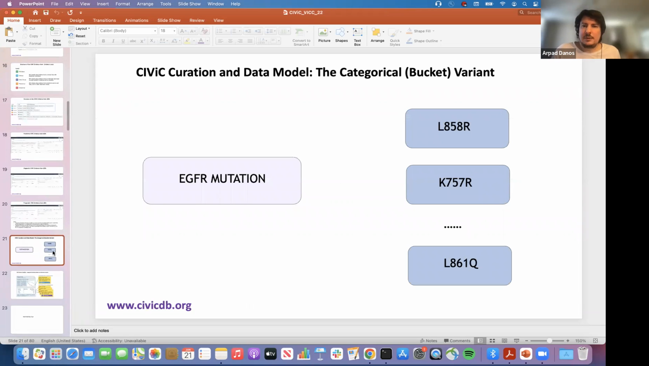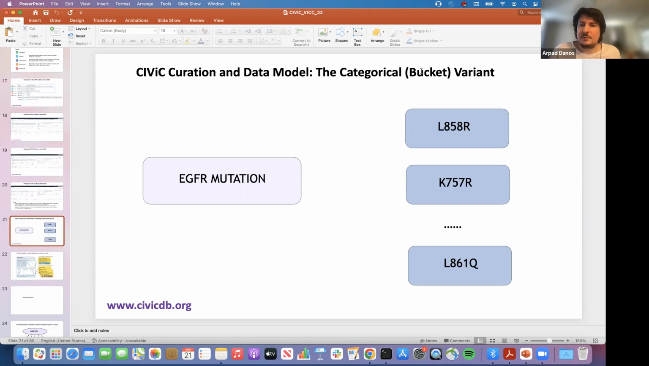Finally, I'll talk a little bit about this categorical variant, or colloquially we'll call it the bucket variant. We just saw one, the TP53 mutation. Here's EGFR mutation. And here's specific instances of the EGFR mutation. We can also do c-dot level variants, but in cancer, a lot of times our variants are really these sort of p-dot level missense mutations.